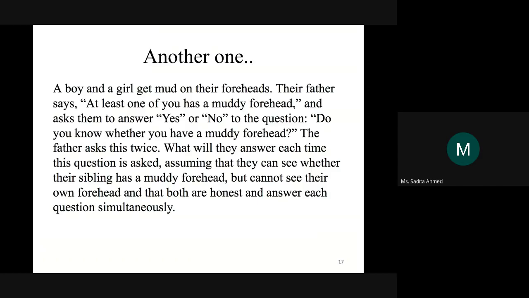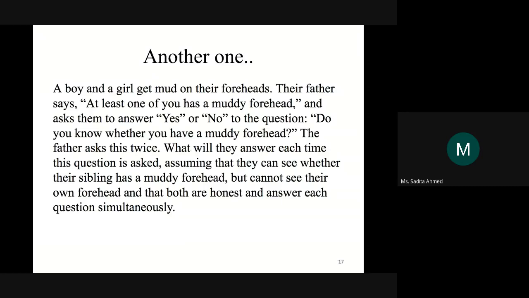The first answer will be no, and the second answer will be yes. No, we're talking about the first time. Are you talking about the boy and girl? They will give us different answers. Is that what you're saying, Shahriar? No. The father is asking them twice, right? So the first time, both of them will say no, and the second time, they will say yes. Yeah, we'll go to the second time a little bit later. We're talking about the first time first.